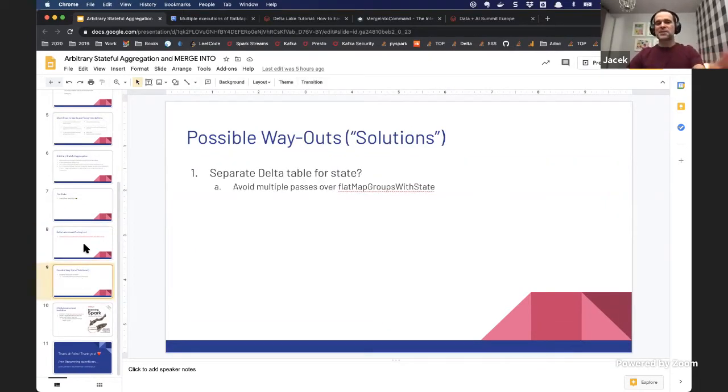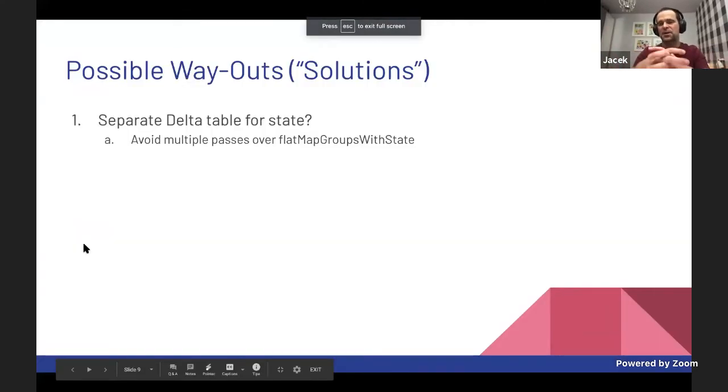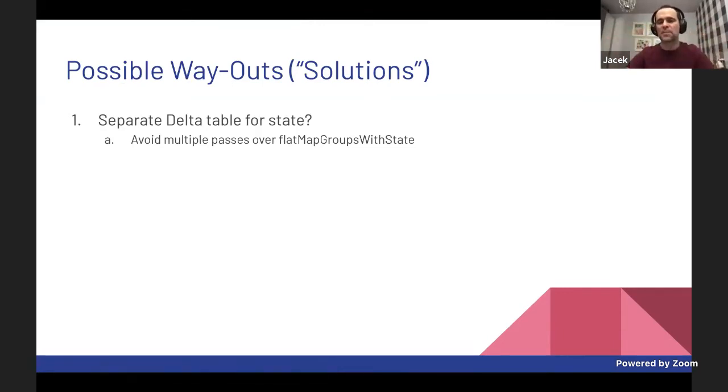Okay, so a possible way out, something that happened right before this meetup, kind of like, I was forced to think more about this problem. And you know what? There's one case I haven't tried yet. One possible way out of this workaround, call it a solution. I'm not sure whether I could call it a solution, but can we design this pipeline in a way that state is another Delta table?